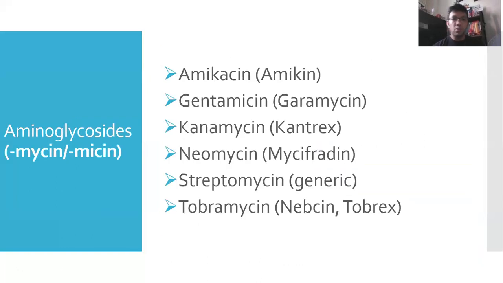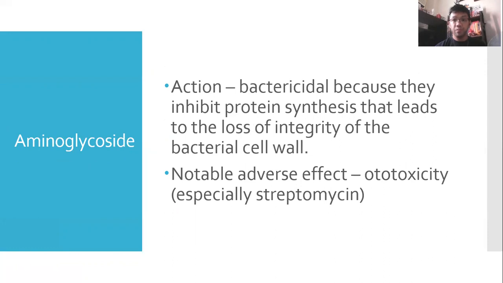Now we go first to aminoglycosides. As you can see here, we have different brands or generic forms of aminoglycosides. We have amikacin, Amikin, gentamicin, Garamycin, kanamycin, Kantrex, neomycin, Mycifradin, streptomycin, which is a generic, and tobramycin, Nebcin or Tobrex. Aminoglycosides have a common suffix: it's either mycin or micin with an I. So these are the aminoglycosides.